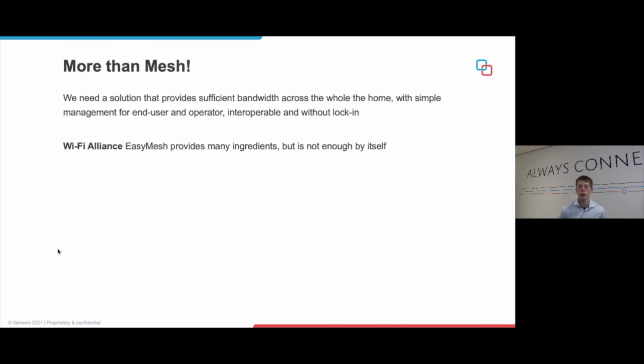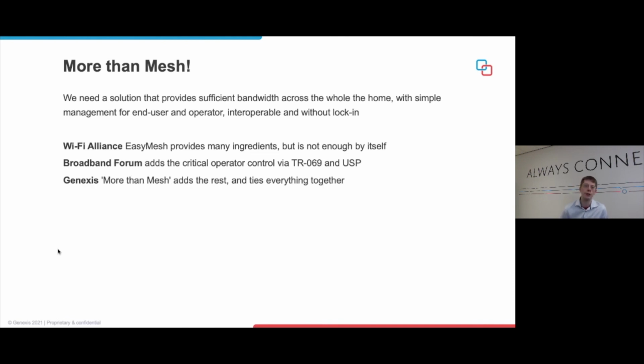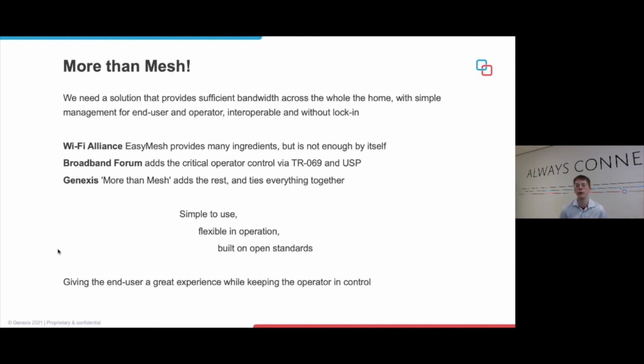The ingredients for this are the Wi-Fi Alliance EasyMesh standard, which provides a big part of the puzzle, but it's not enough by itself. We also need the Broadband Forum to add the critical operator control via TR69 and USP coming up. And then finally, we need a company like Genexis, where more than mesh adds the rest and ties everything together into a real product and a real solution. So in the end, this is what makes it simple to use, flexible in operation, and built on open standards. And that's how we can give the end user a great experience while we keep the operator in control.